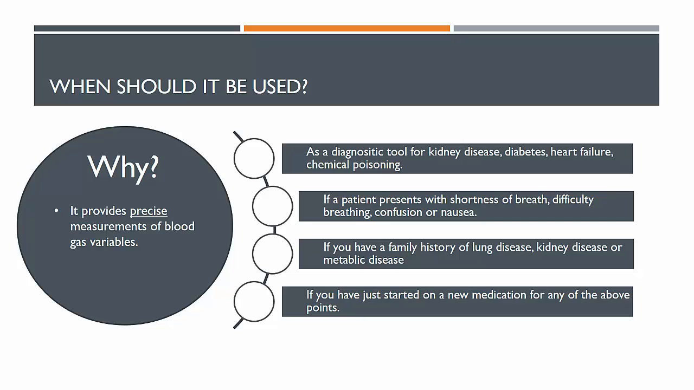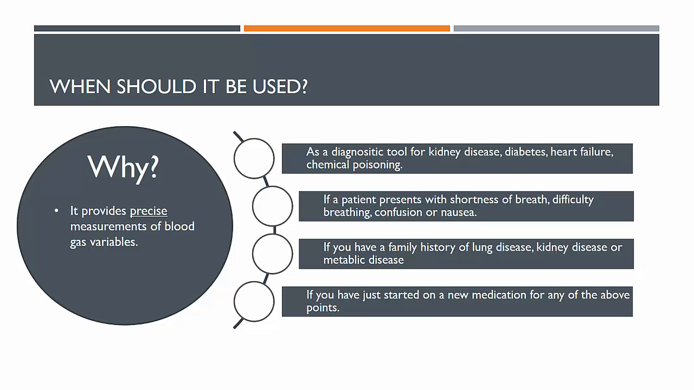You might also have a family history of lung disease, kidney disease, or metabolic disease, and so, as in your health checkup, you might get a blood test, and you might actually have some markers for some of this stuff. So that's similar to a diagnostic tool, but this one's more like an exploratory health checkup. You can actually just have that done. And the other one is that you might have started on a new medication for any of the above, like diabetes, heart failure, chemical poisoning, kidney disease, or lung cancer.